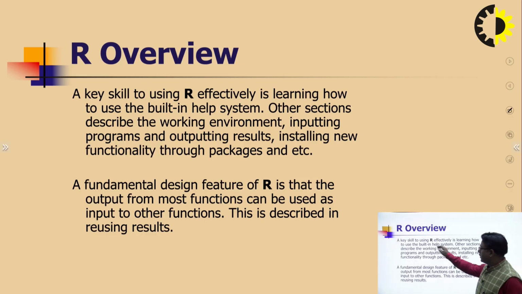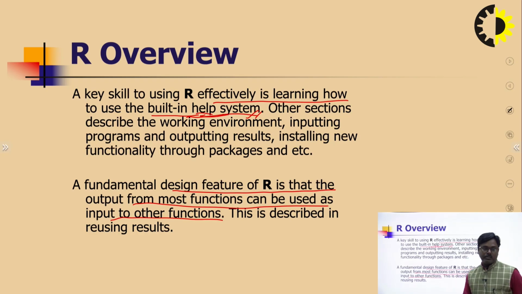A key skill of using R effectively is learning how to use the built-in help system. This is important for naive users, those who are starting to work on R programming, because they will frequently need some kind of help from a teacher, which is not possible every time. So a feature has been provided here, the help system, and this help system helps the programmer write programs effectively and efficiently by simply finding the required method or functionality from the help system. A fundamental design feature of R is that the output from most functions can be used as input to others. Loop back, it was there.